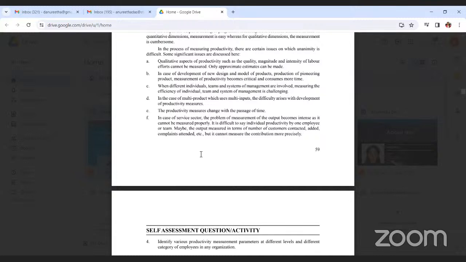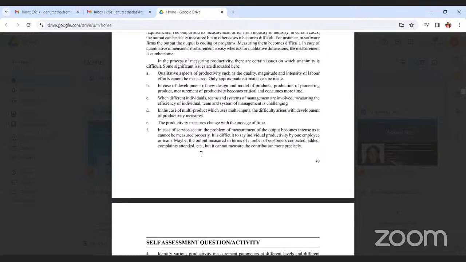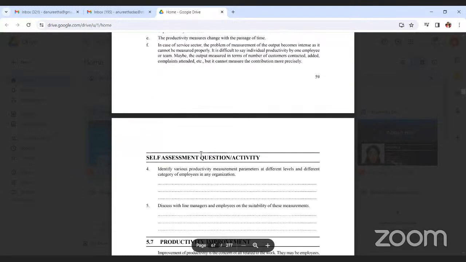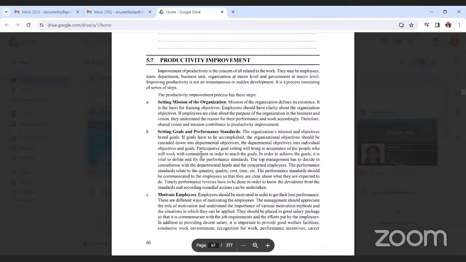So all these things, the output measurement in terms of number of customers contacted, added, complaints, all these things contribute. It plays a very, very important role, but it cannot be measured. So what you can basically do is to understand the estimation of it, understand that with the passage of time certain things will be changing, or understand that in this challenging, difficult time, you require more time. So all these things play a very important role.